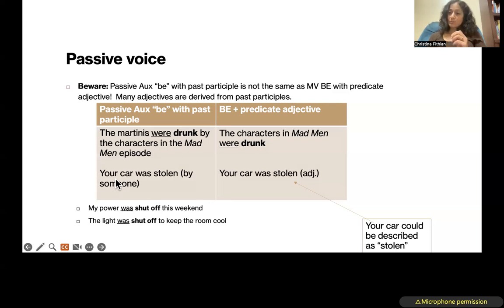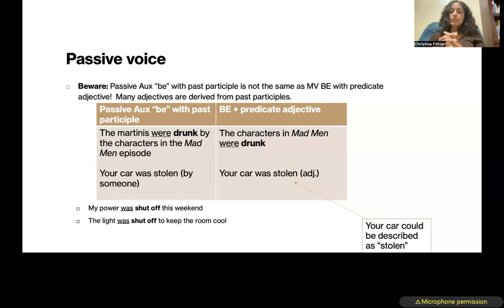Your car was stolen. Okay, now imagine we've just gone out to eat at a restaurant, and we walk out of the restaurant and your car's gone. I might look at you and say, your car was stolen by someone. I don't know who. Okay. Now here, in that instance, that's an example of the passive auxiliary be with the past participle stolen.